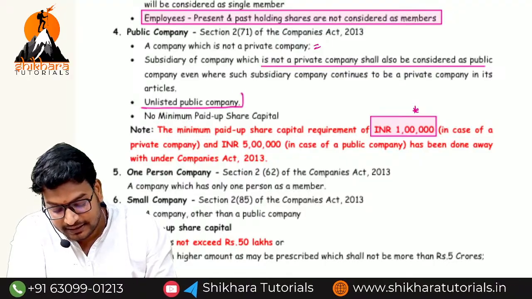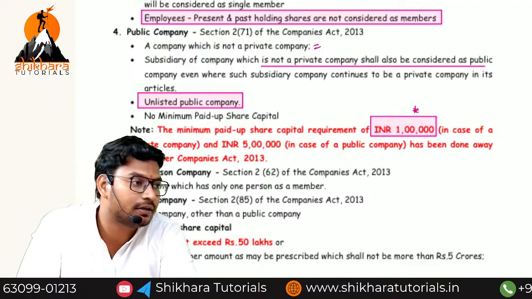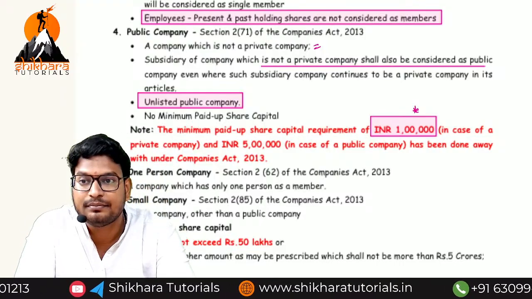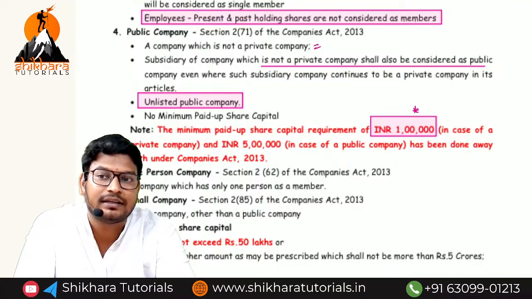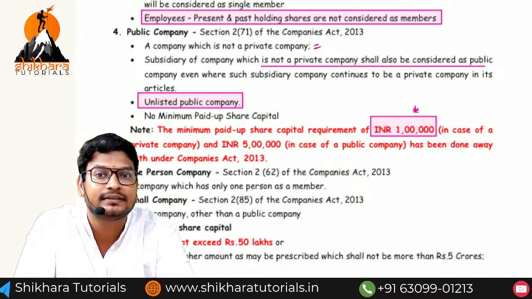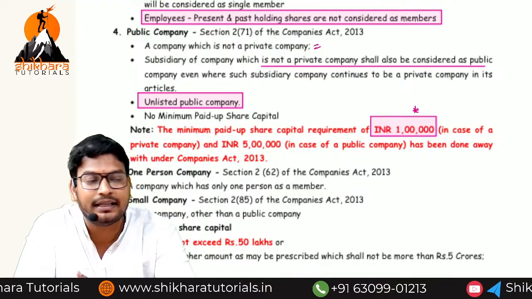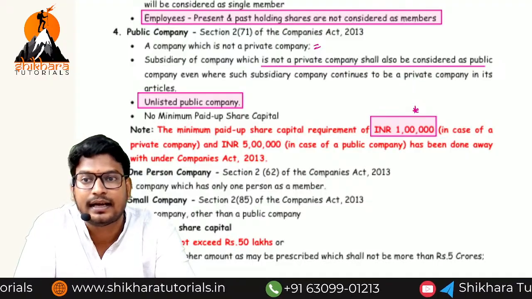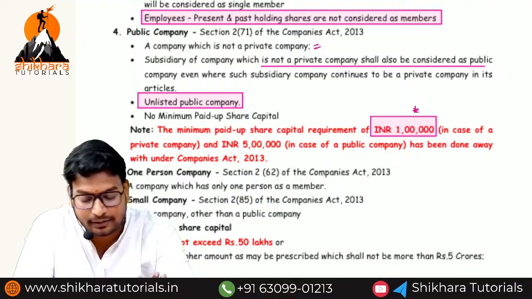Next, the unlisted public company. What is the meaning of unlisted public company? A public company which is not listed in the stock exchange is called an unlisted public company. If it is listed, it is a listed public company. A listed company is nothing but a public company only. Separately they will not disclose listed public company. Listed means public company, and unlisted means they will call it unlisted public company. Are you getting the point or not?